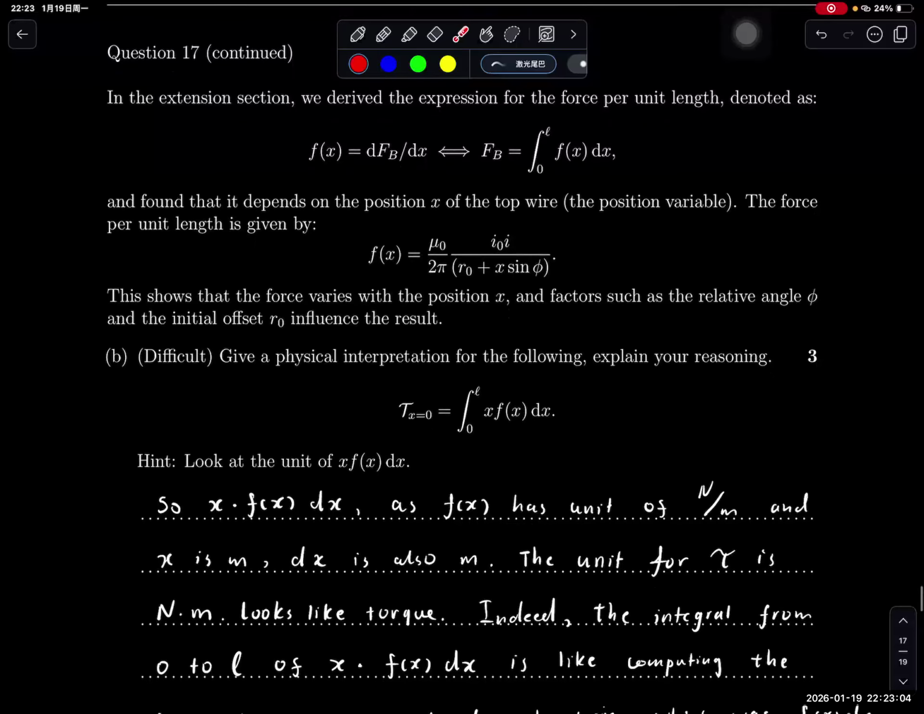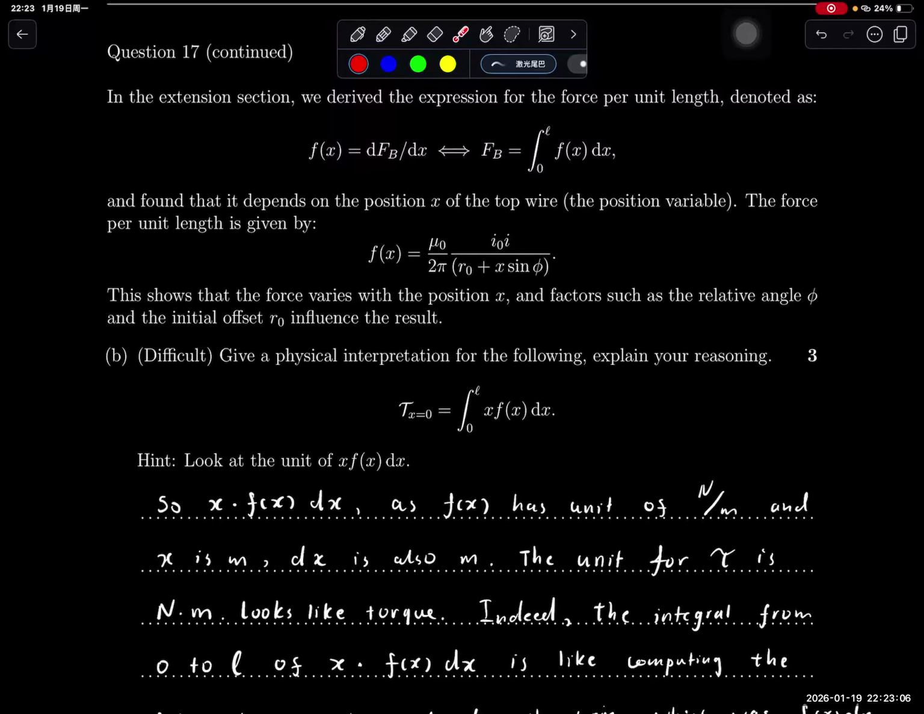Question 17. In the extension section, we actually formulated that. We summed all of the QEB forces up to get this.